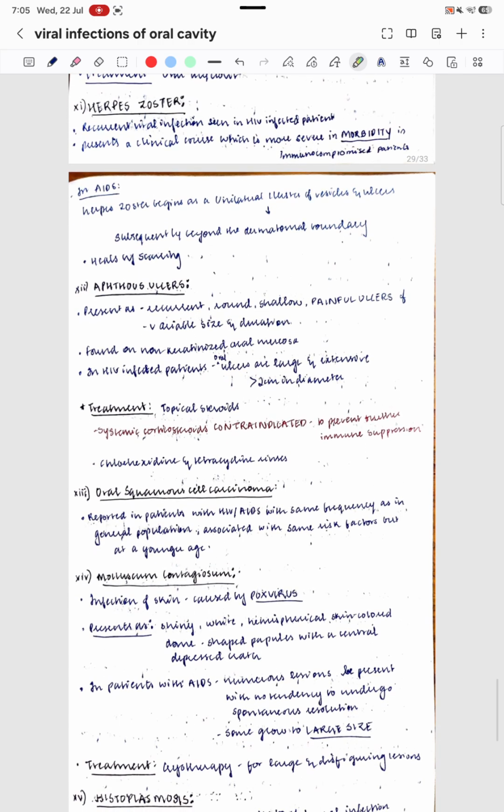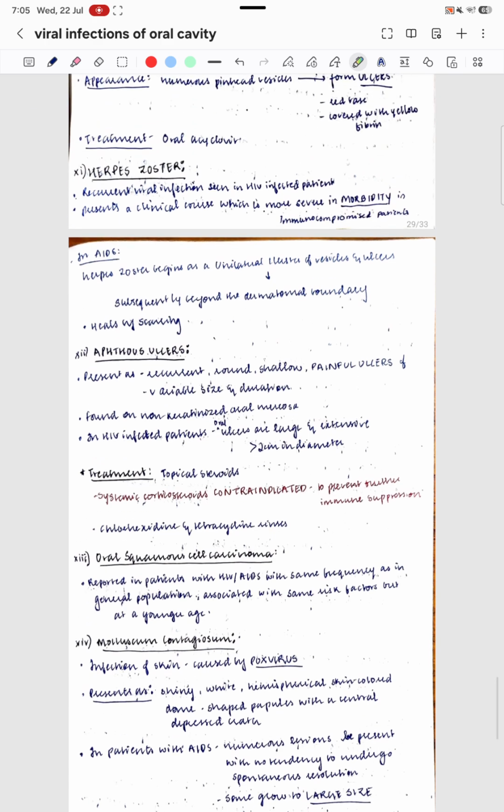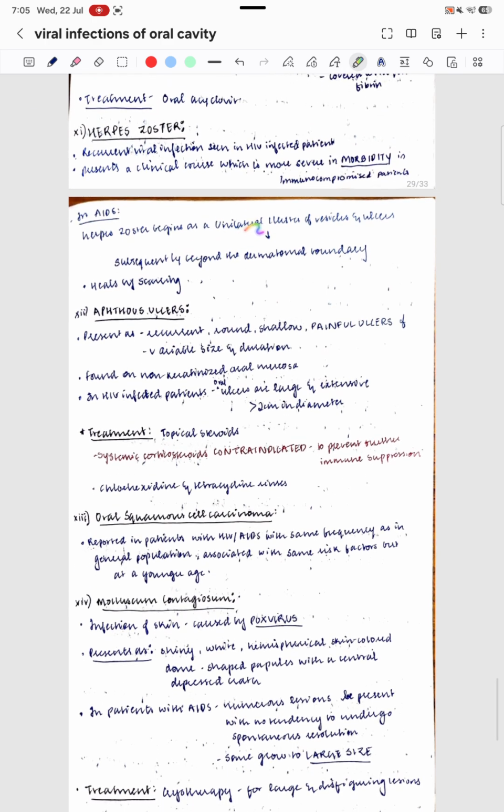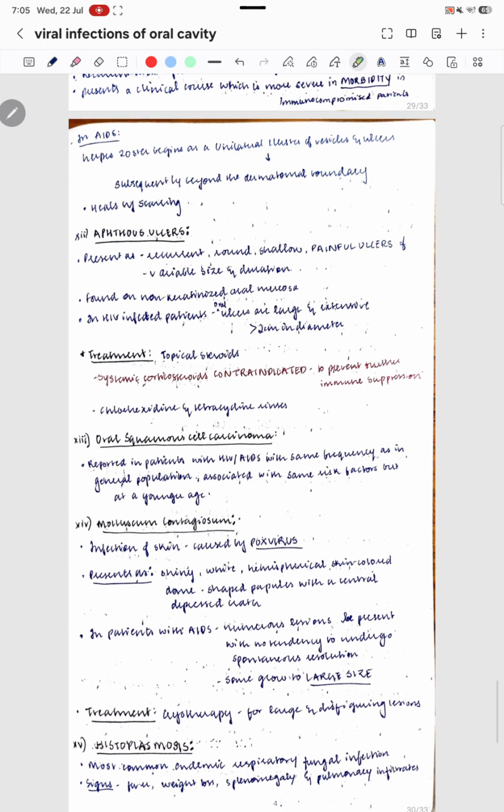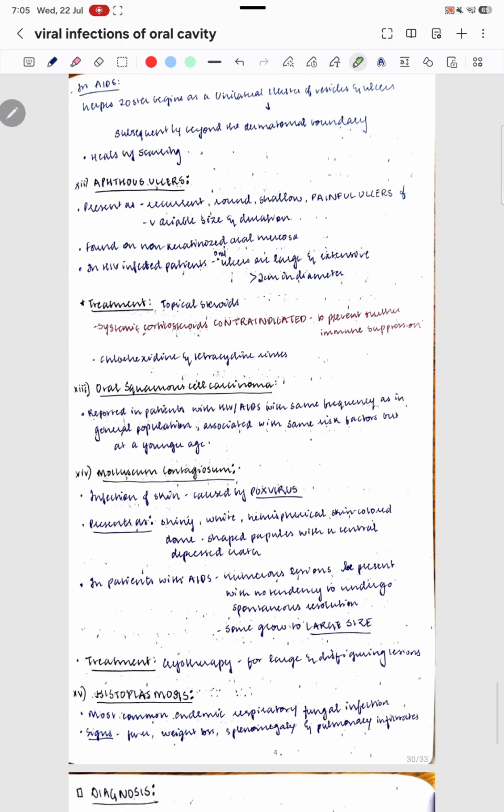Then herpes zoster. Herpes zoster is another type of recurrent viral infection seen in HIV patients. The clinical course carries very severe morbidity, and death is seen in patients with herpes zoster if it is severe. In AIDS, herpes zoster begins as a unilateral cluster of vesicles, subsequently extends beyond the dermatomal boundary, and then heals by scarring.